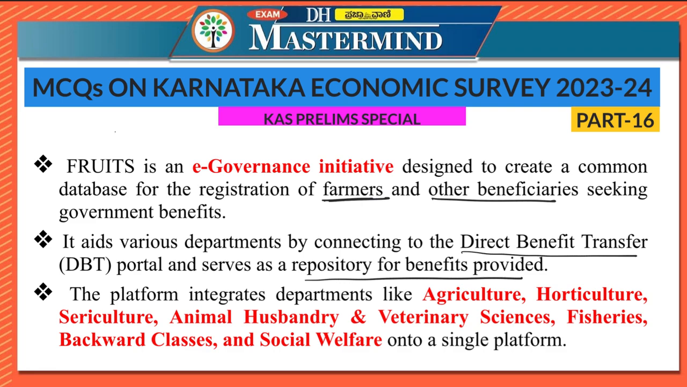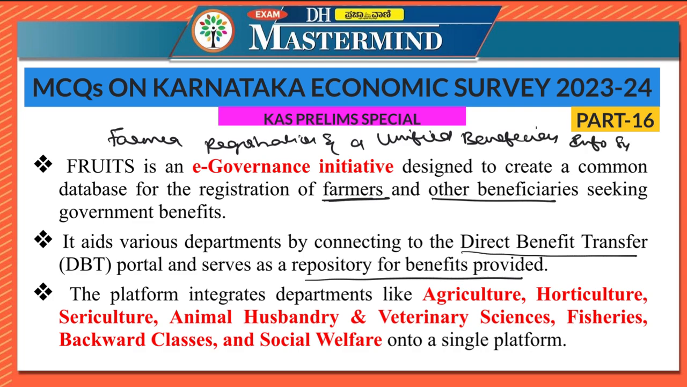So what is Fruits? The expansion of Fruits is Farmer Registration and Unified Beneficiary Information System. It is an e-governance initiative, and this platform integrates departments like agriculture, horticulture, sericulture, animal husbandry and veterinary sciences, fisheries, backward classes, and social welfare. You have to remember backward classes and social welfare. These two departments come out of nowhere into Fruits, because agriculture, horticulture, sericulture, animal husbandry and fisheries are all interrelated, but backward classes and social welfare are also being integrated into the single platform.